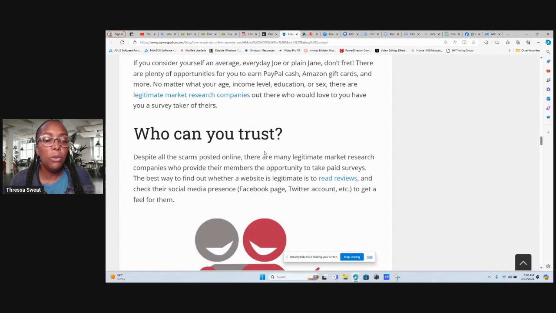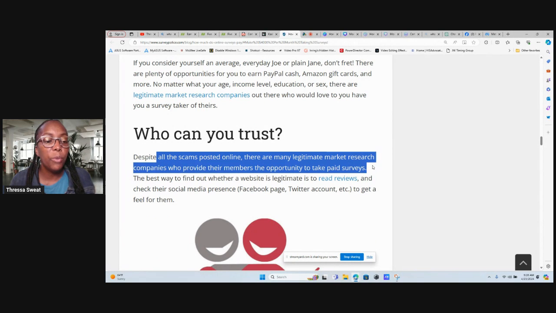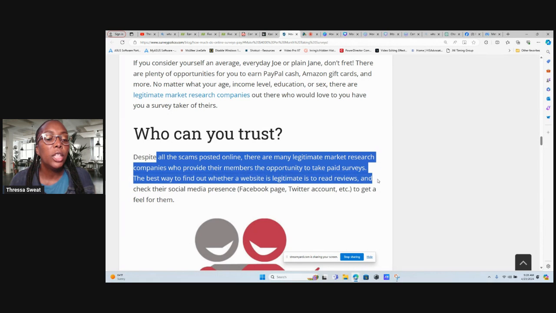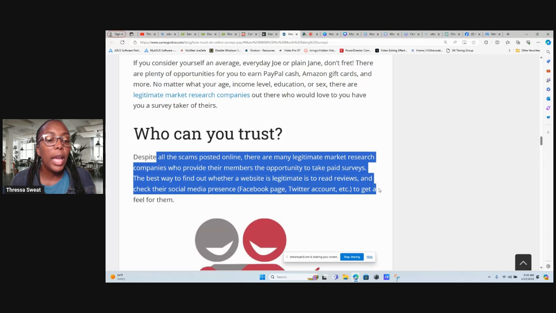So it says, who can you trust despite all the scams posted online? There are many legitimate market research companies who provide their members the opportunity to take paid surveys. The best way to find out whether a website is legitimate is to read the reviews and check their social media presence, like Facebook page, Twitter account, and so on, to get a feel for them.